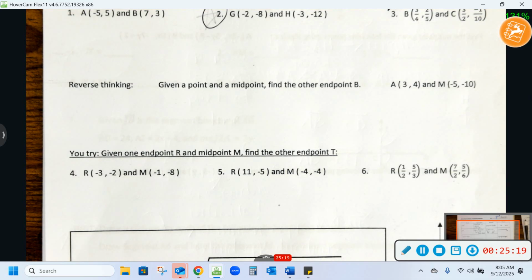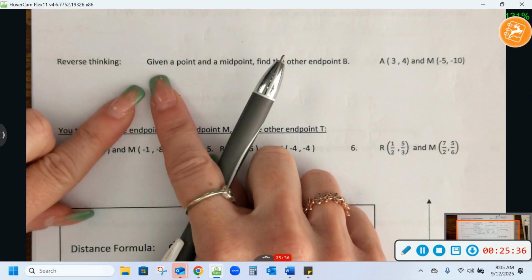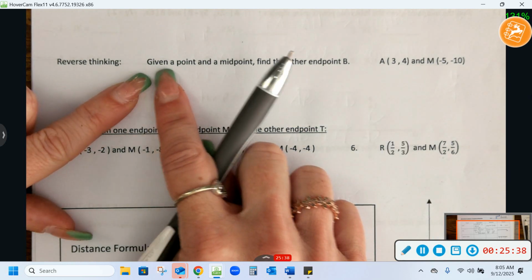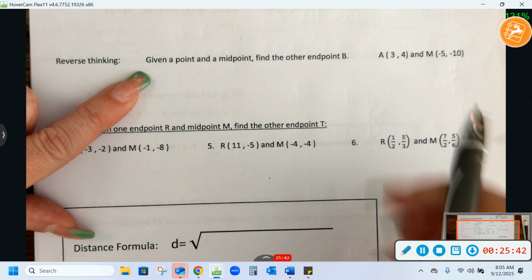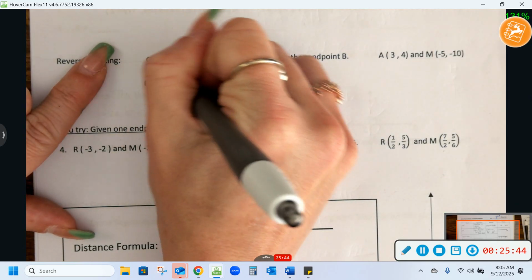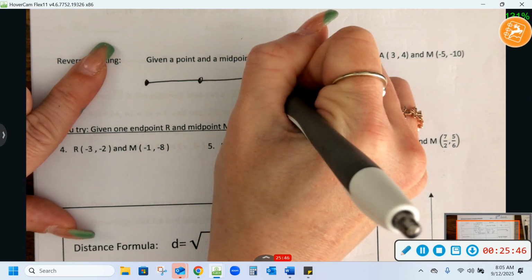Okay, this one, reverse thinking. There's a very easy way to do these. A lot of kids want to use the formula, plug in all the things, but let me show you. Always draw a picture in geometry. Always, always, always. If I don't have a picture, I'm going to draw it. Given a point and a midpoint, find the other endpoint. So as soon as I see that, I know I have a point, a midpoint, and another endpoint.